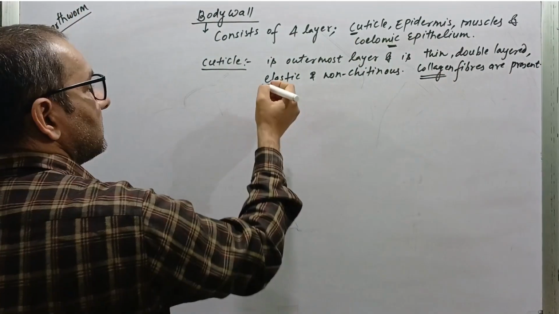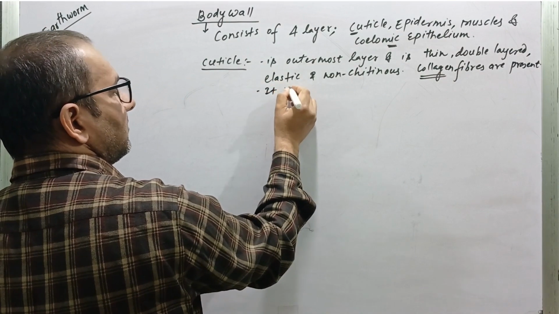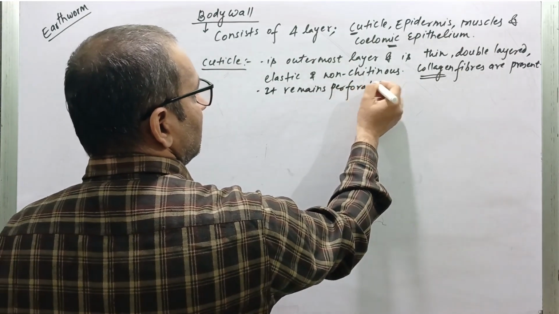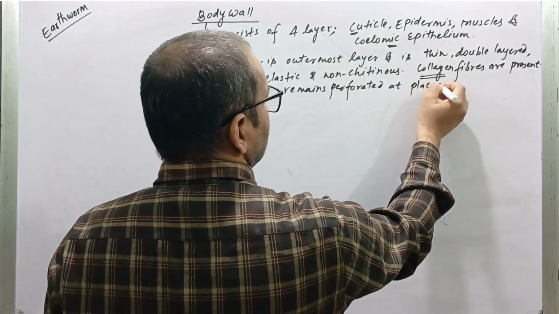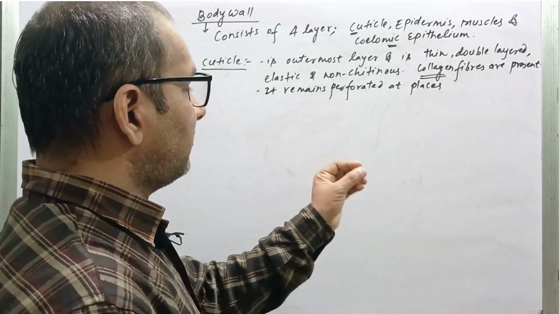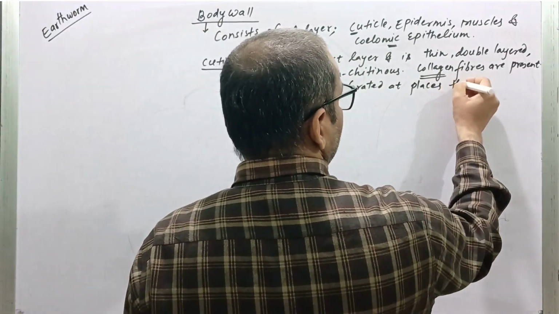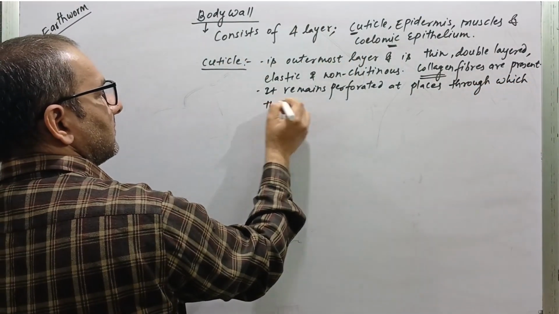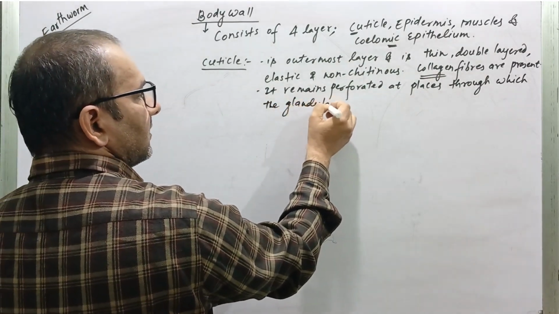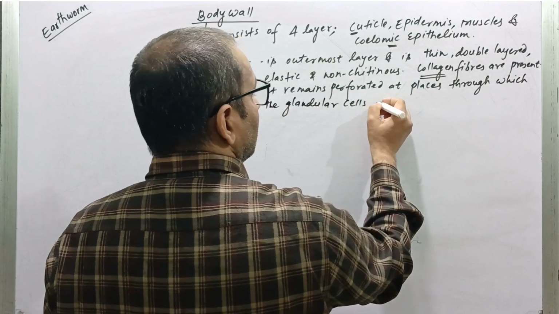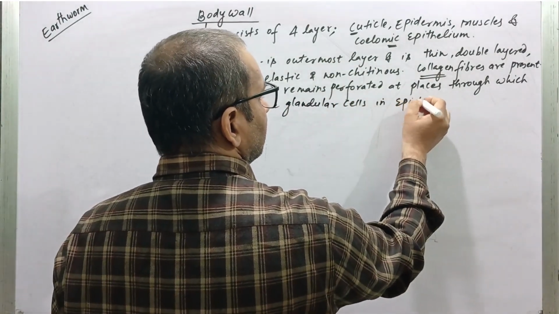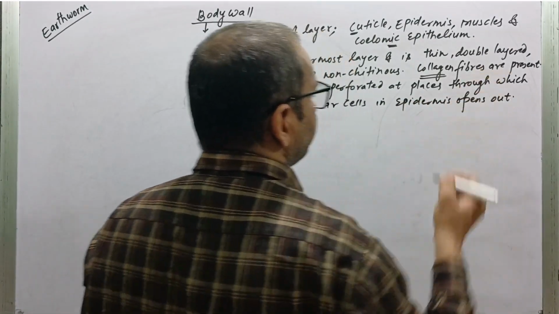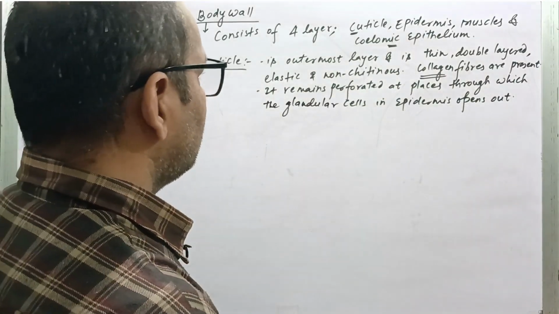And one more thing about it is that it remains perforated at places. That means it contains a number of pores at intervals through which the glandular cells in epidermis opens out. So we have to know this much about the cuticle.